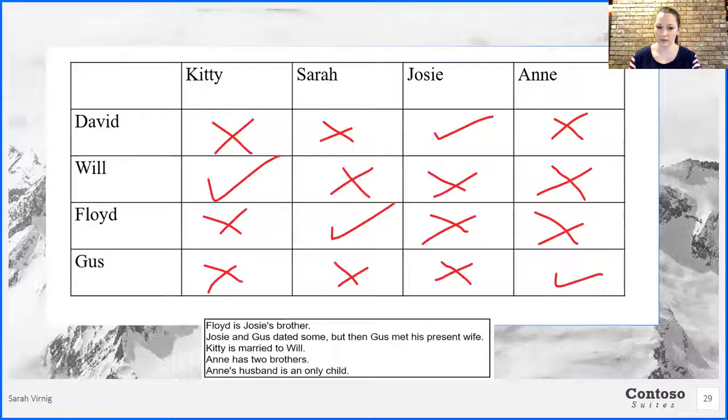Ann has 2 brothers, and Ann's husband is an only child. So as we read back through it, we make sure that we have everything correct. That leaves us with Kitty is married to Will, Sarah is married to Floyd, Josie is married to David, and Ann is married to Gus.